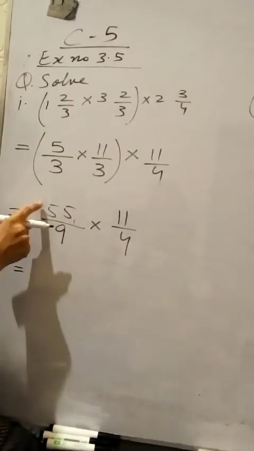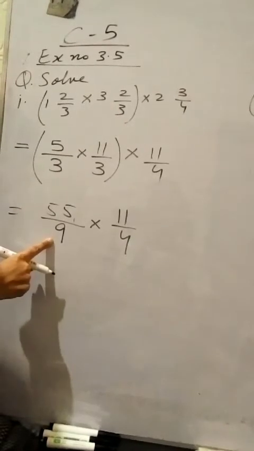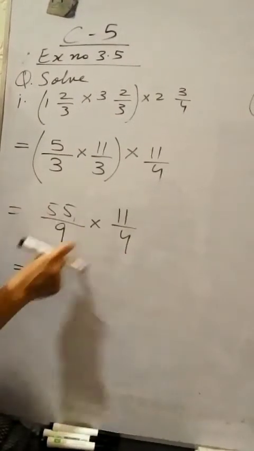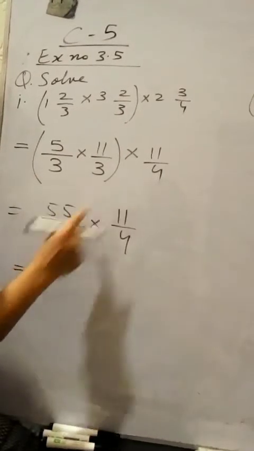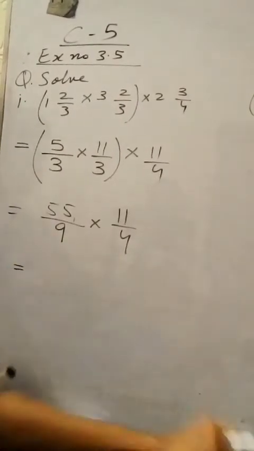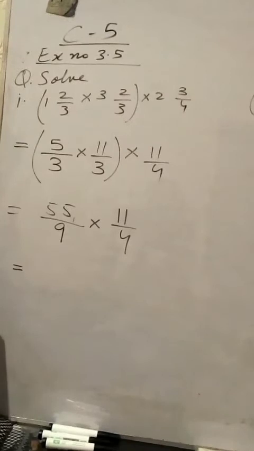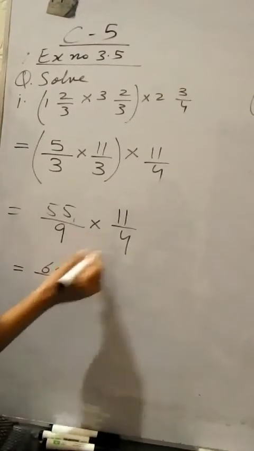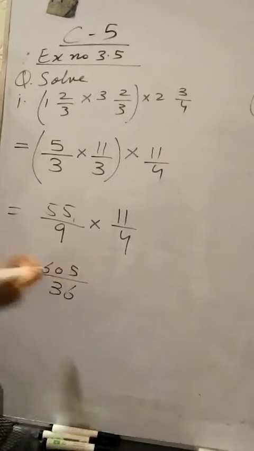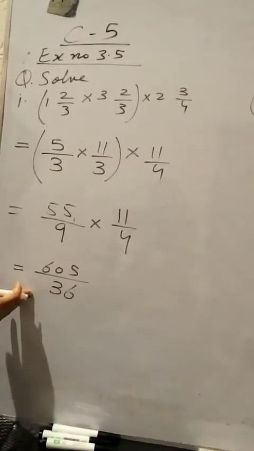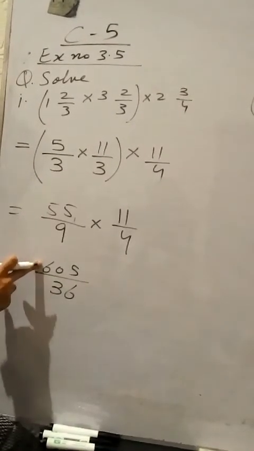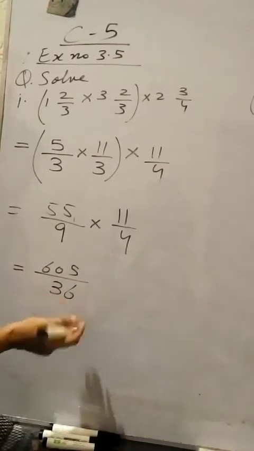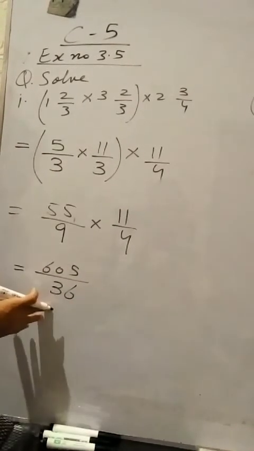Now, can I divide 55 and 9 with the same number? No. 11 and 4? No. 4 and 55? No. 9 and 11? No. So just multiply the upward values and the downward values, numerators to numerators. 55 multiplied by 11, the answer will be 605, and 9 times 4 is 36. Now see, can I cross with the same number? Let's take 3. 3 2 times 6? No. Can I cross with 2? No. So the answer is 605 over 36.